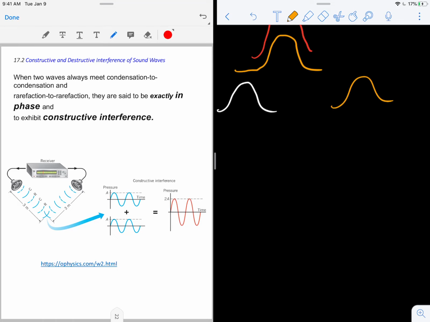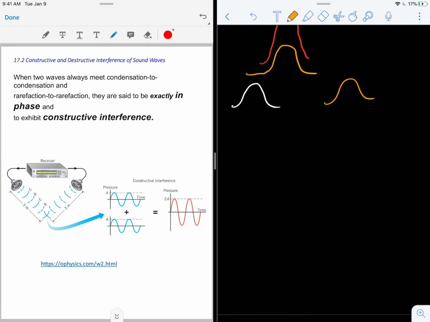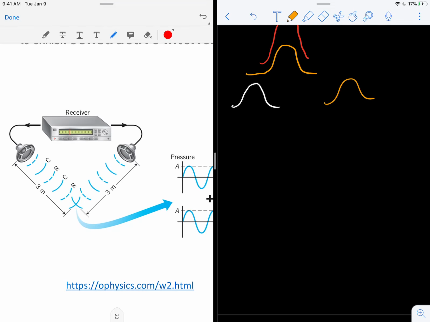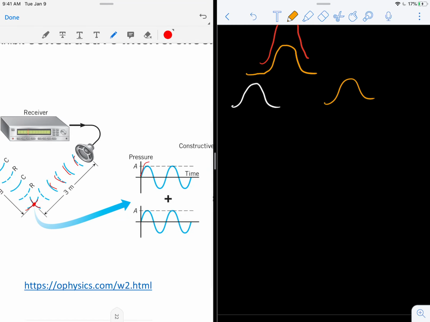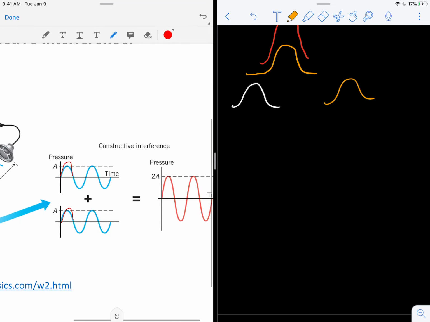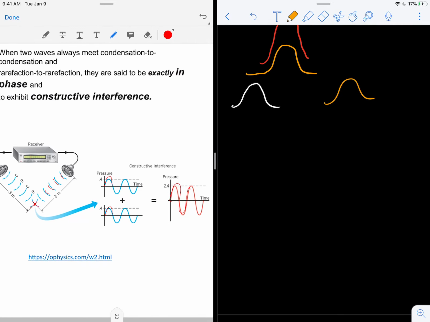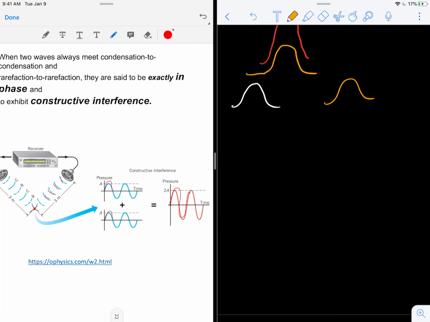So we can use this to make things louder. You can see here with the speaker, if you set the two speakers correctly at the right distances, when the waves arrive at this point here, they're going to have the same orientation. So the top of one wave will meet the top of another wave, and they'll add up to get an even bigger wave. This is called constructive interference. So let's look at an application of this.